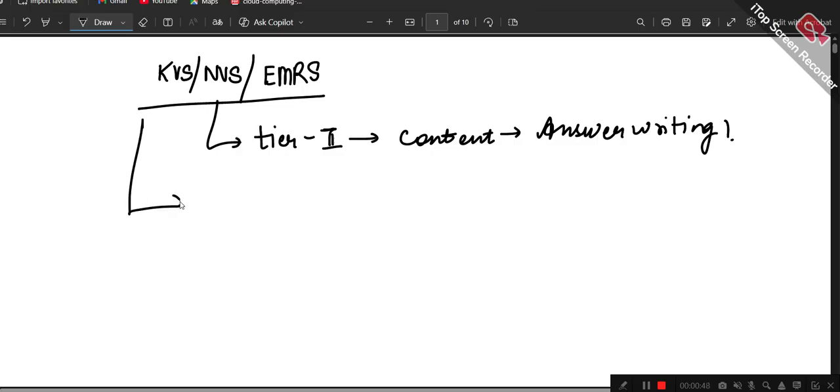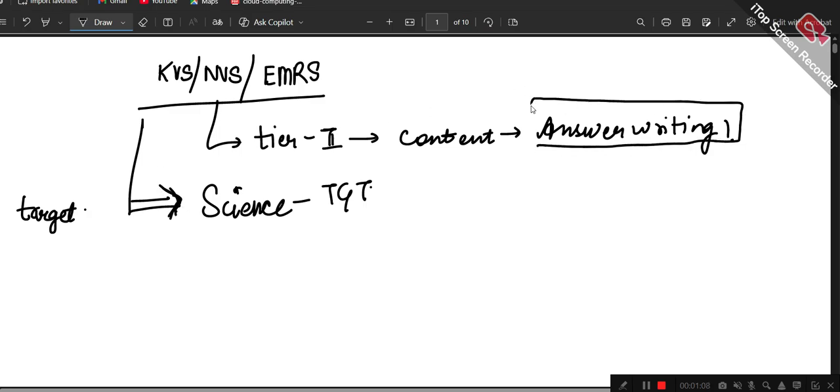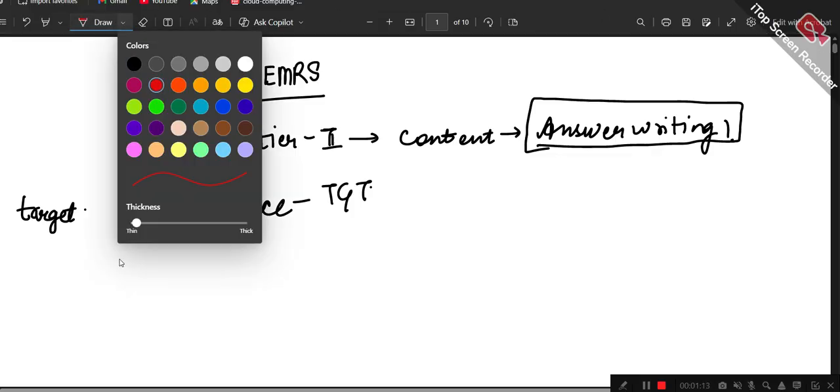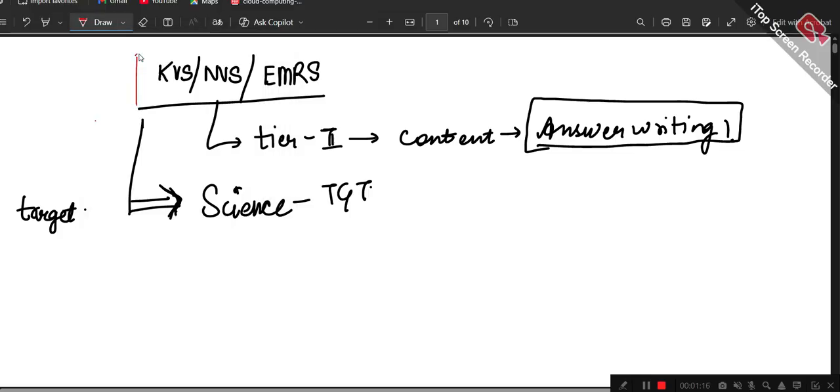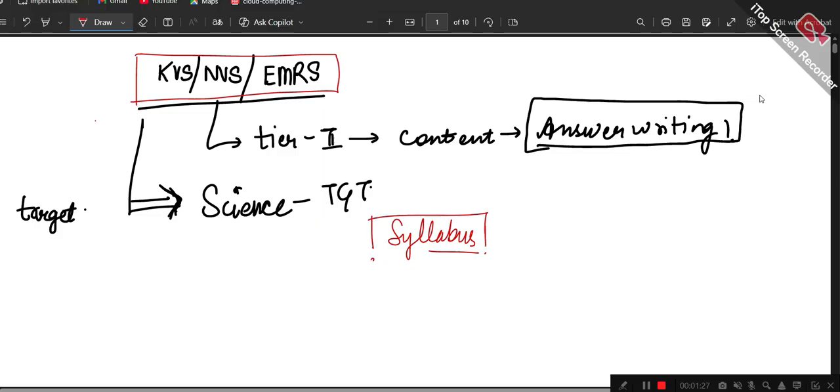One thing that I'm going to do is take the science TGT level as the target level here, which I'm going to help you with. All of the people who are studying for this are most welcome. Everyone else, if you want to know how to do answer writing, you'll be able to get that here as well. This is going to be highly focused, and I'm going to stick directly to the syllabus that you need.